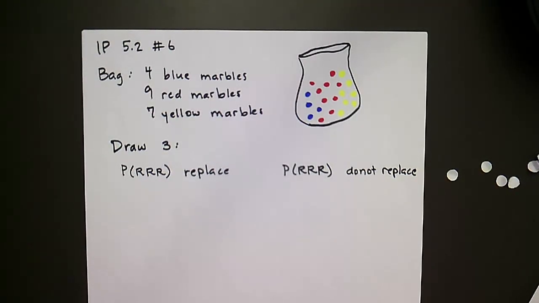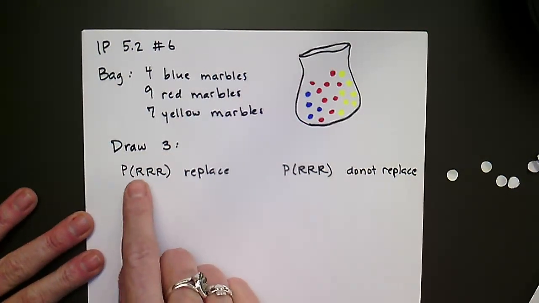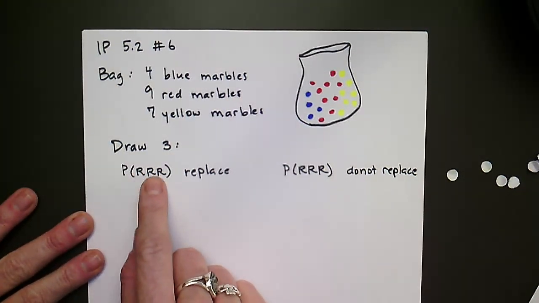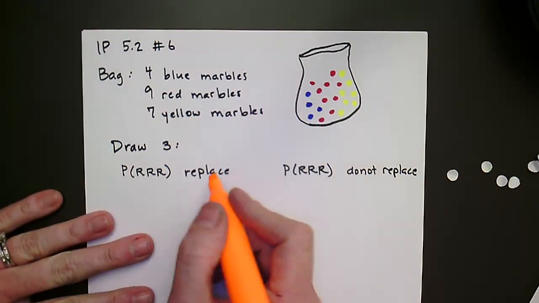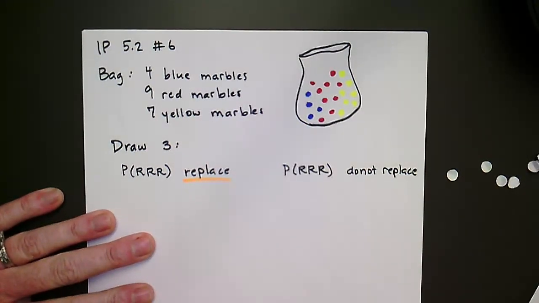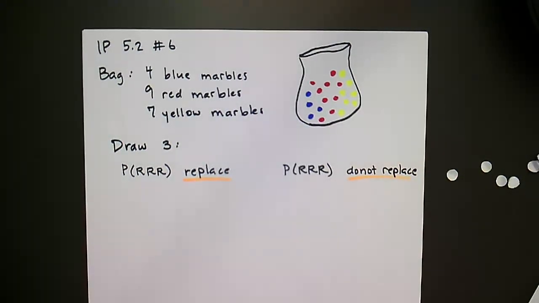So we have 2 probabilities that they want us to compute. We're going to draw 3 both times, and we want to get the probability of getting red, red, and red. So basically 3 reds in a row. Now the key difference here is that once we're going to calculate it when we replace the marbles, and once we're going to calculate it when we don't. And that does make a big difference.